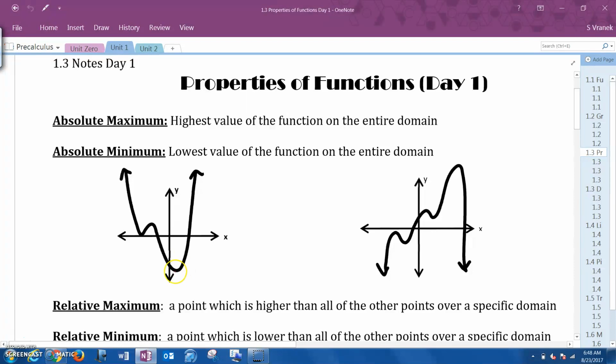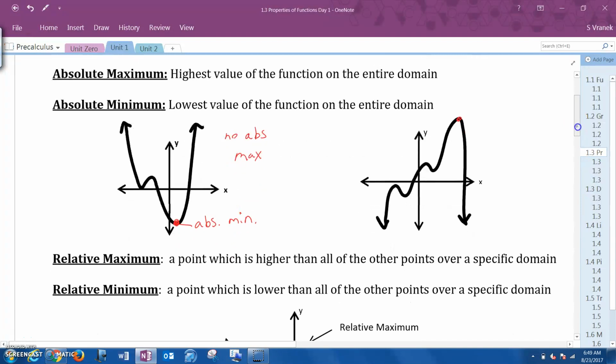For example, on this diagram here, this would be the absolute min, because it's the lowest it goes. Now, would you guys say there is an absolute max? Hopefully you said no, because it goes on forever in the up direction, so there's no absolute max. Here there's an absolute max, but not an absolute min. Okay, so that's what absolute means.